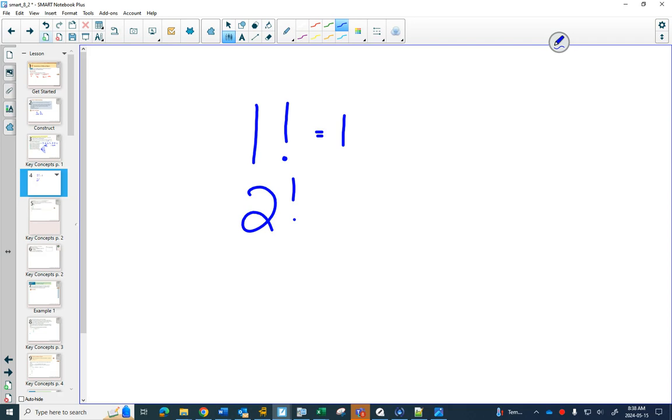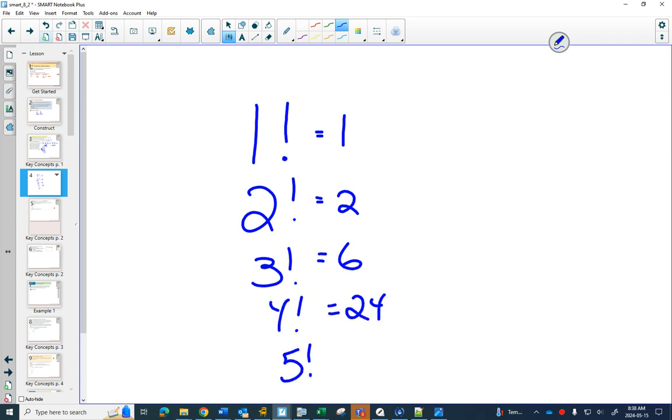So I'm going to tell you, first of all, that 1! is just 1. And 2! is just 2. But 3! is 6. And 4!, oh my goodness, it's already 24. What the heck is happening? Any ideas what 5! could be? 120. What is happening? How did you figure out the 120?